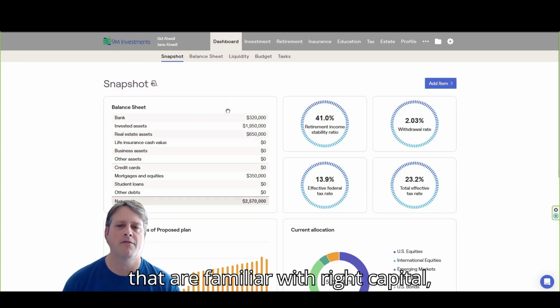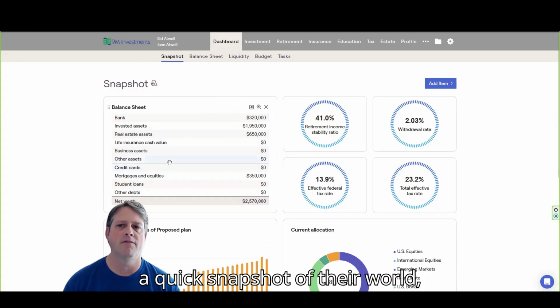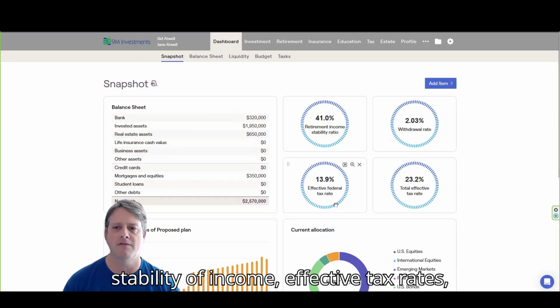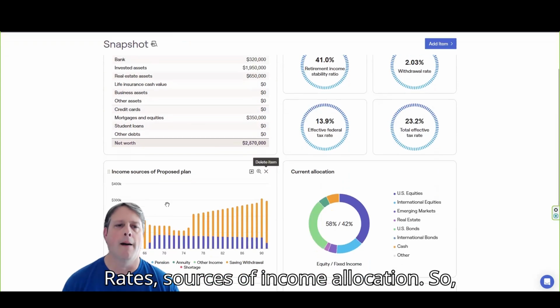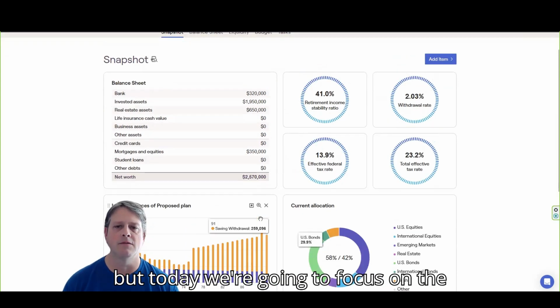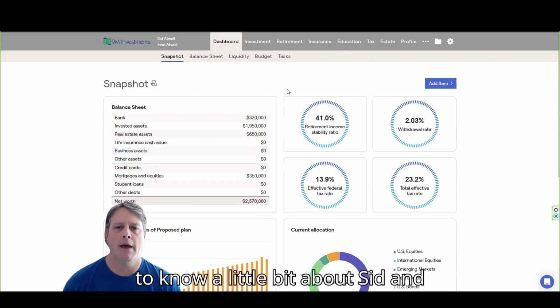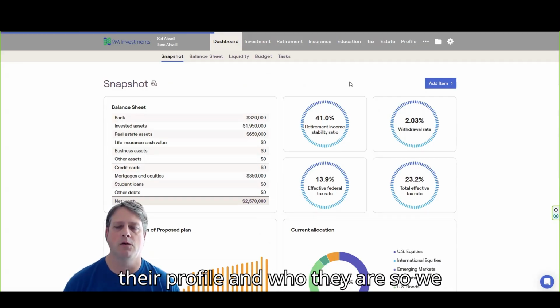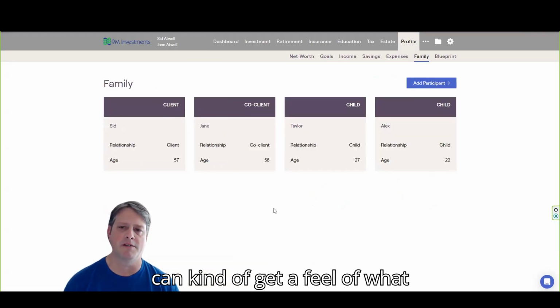So those that are familiar with RightCapital, this gives you a quick snapshot of their world: a balance sheet view, things like stability of income, effective tax rates, total effective tax rates, withdrawal rates, sources of income, allocation. But today we're going to focus on the tax part. Now, to do that, we need to know a little bit about Sid and Jane. So quickly, I'm going to jump into their profile and who they are so we can get a feel of what their situation is.